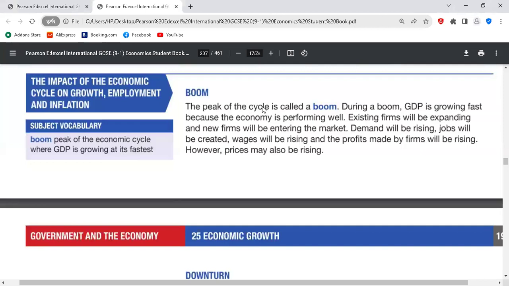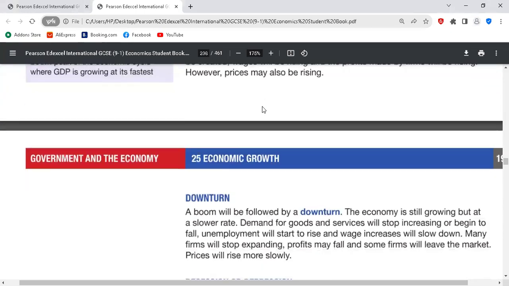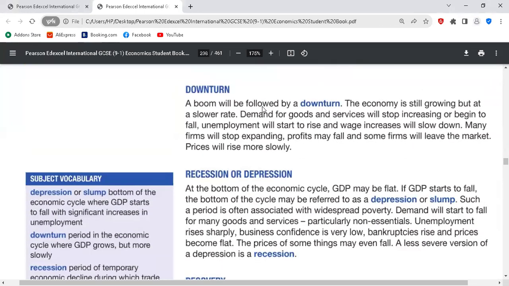So during boom, there will be employment. There will be output increasing. Income level will be increasing. Wage rate will be increasing. But all these things will increase aggregate demand within the economy. As a result of that, prices will rise, inflation. Clear?